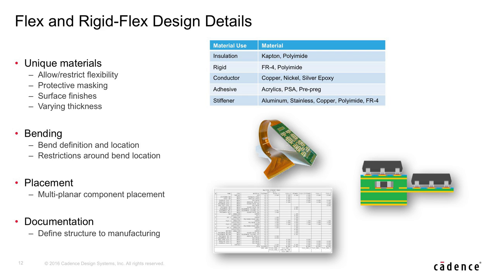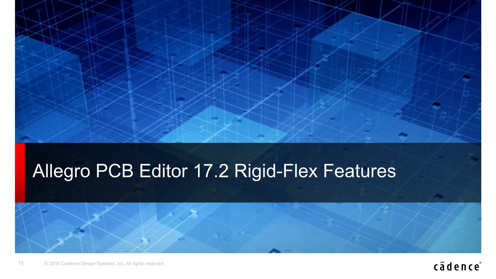And another challenge in the rigid flex space is passing on the design intent from the design system to the manufacturing floor, and a lot of that requires a great deal of documentation. What things can go on to improve and make that description of my design intent much more clear to the fabricator, and what can be automated in that? So in Allegro PCB Editor 17.2, we focused a lot on rigid flex features.